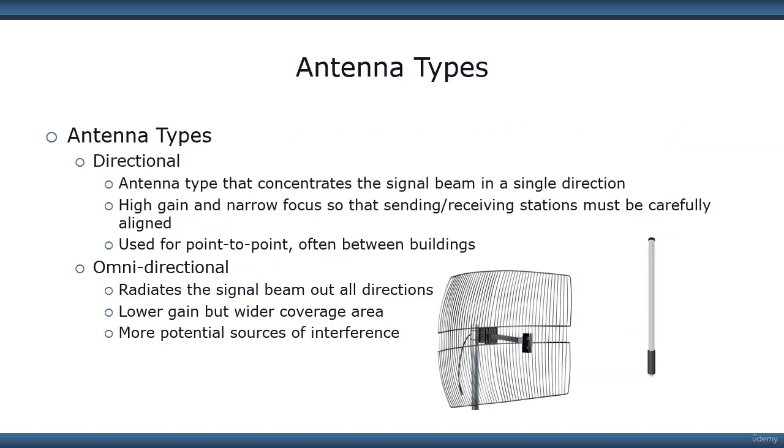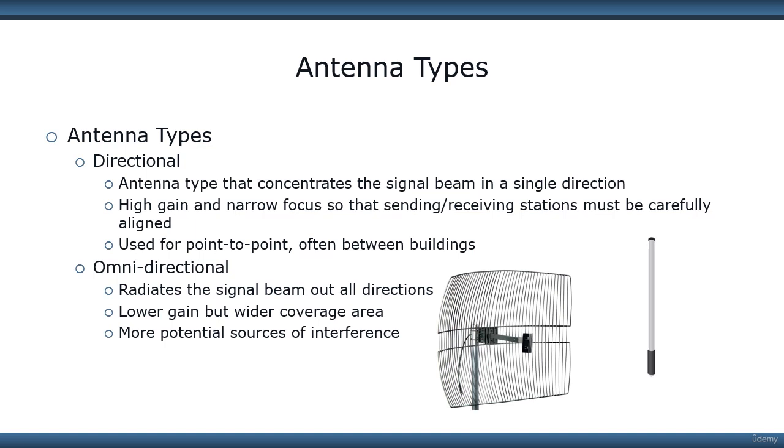There are two types of antennas that are specified on the objectives, the directional and the omnidirectional. Directional antenna is a type that concentrates the single beam in a single direction. So these have high gain and narrow focus, so that sending and receiving stations must be carefully aligned. It's not line of sight per se, but it's close to it. Okay, so these are used for point-to-point, often to connect buildings.